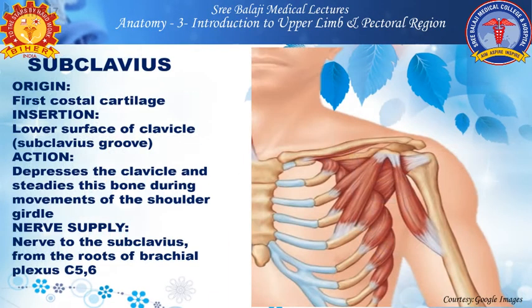Subclavius muscle. Its origin is the first costal cartilage. Insertion: lower surface of the clavicle in the subclavian groove. Action: it depresses the clavicle and steadies this bone during movement of the shoulder girdle. Nerve supply: nerve to the subclavius from the upper trunk of the brachial plexus, C5 and C6.